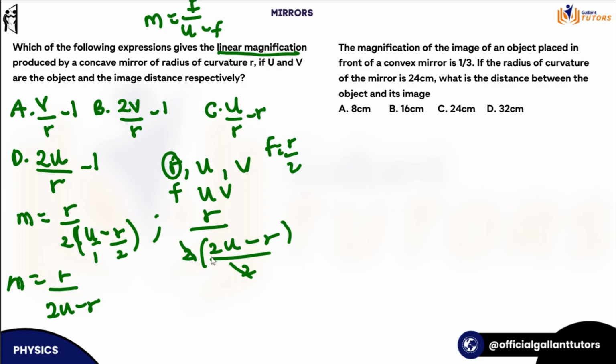Is that clear? R over 2u minus r. Okay, but this is not where we're going to stop. This is not among the options given, right? It means that we still have to do some work to see how we're going to arrive at our answer. Okay, let's try another method. Now, instead of using u, we're going to use v. Exactly. That's m in terms of v.